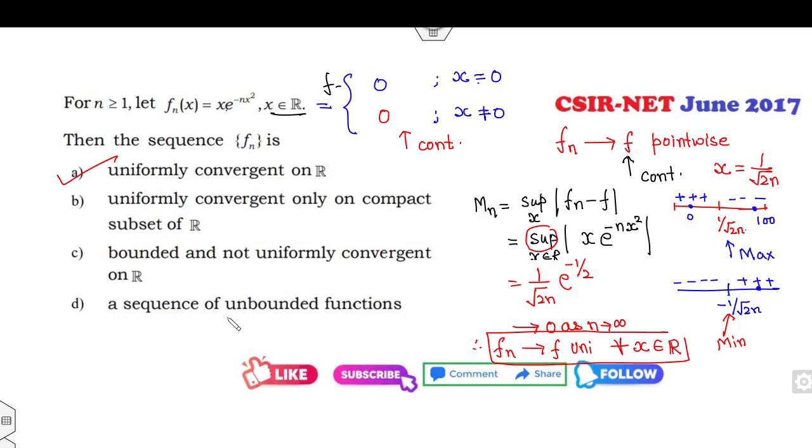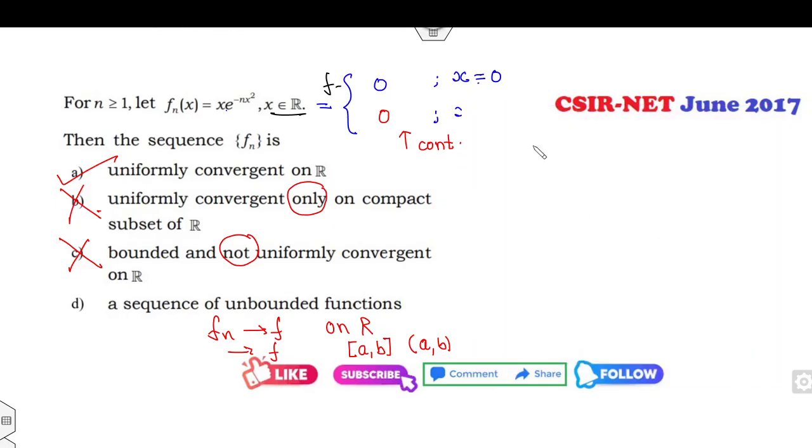If f_n converges to f uniformly on R, it means f_n converges to f uniformly on the closed interval [a, b] and the open interval (a, b) as well. But the option said only. So this option is cancelled. Not uniformly convergent, cancel. The sequence is a bounded or unbounded function. Again, you can see this function is bounded.